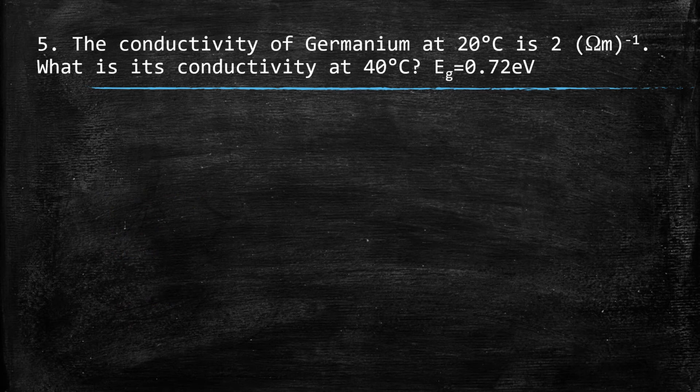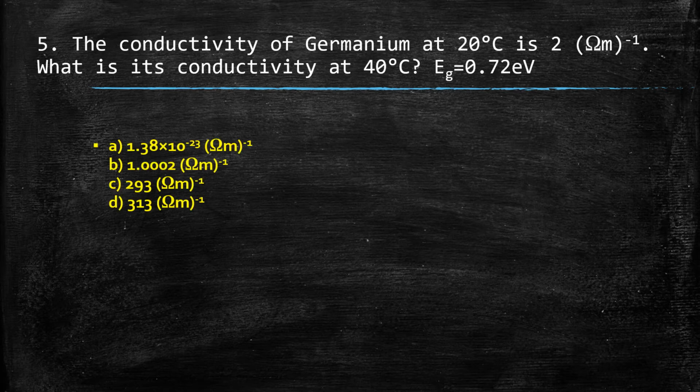Problem 5. The conductivity of germanium at 20 degrees Celsius is 2 ohm inverse meter inverse. What is its conductivity at 40 degrees Celsius given the band gap is 0.72 eV?